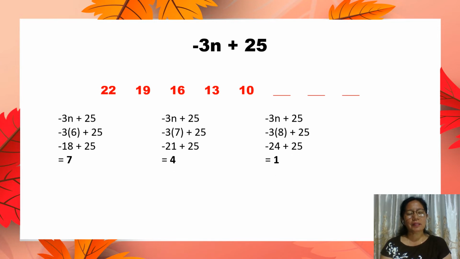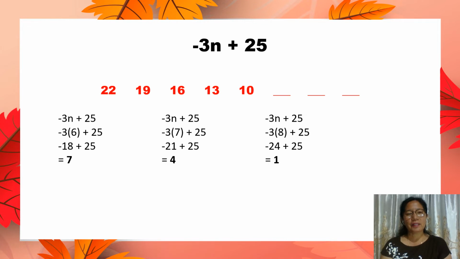This time we can find the next 3 terms using our rule. Our nth term rule is negative 3n plus 25. So remember that our sequence is 22, 19, 16, 13, and 10. Let us try to find out what are the next 3 terms. If n is equal to 6, negative 3 times 6, that is negative 18, plus 25, the answer is 7.